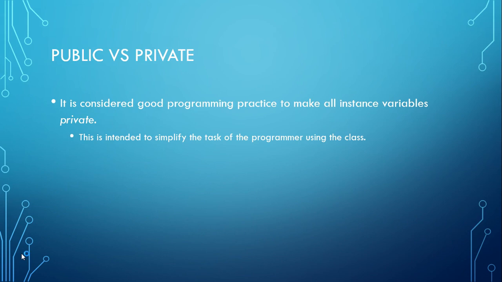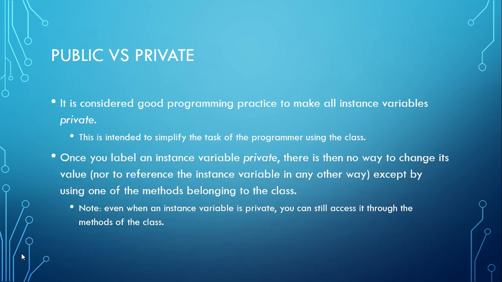All right, let's talk about a little different things between public and private. Now, generally speaking, it's considered to be good programming practice to make all your instance variables private. This is intended to simplify the task of the programmer using the class. You might think, well, it's easier if I can just use it public because then it's accessible anywhere. While it might be accessible anywhere, there's some complications you'll actually create by making everything public.